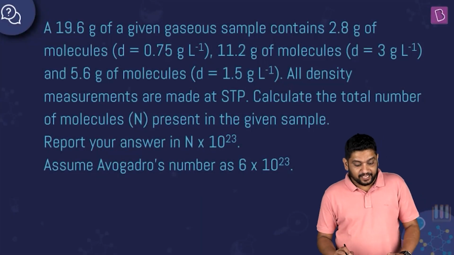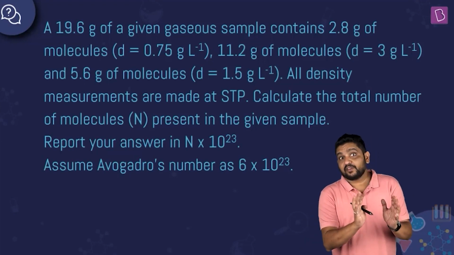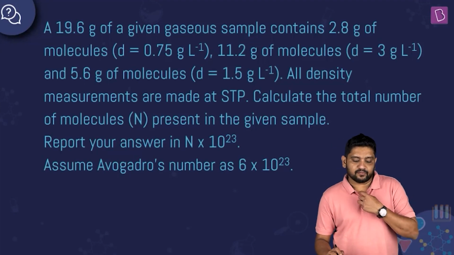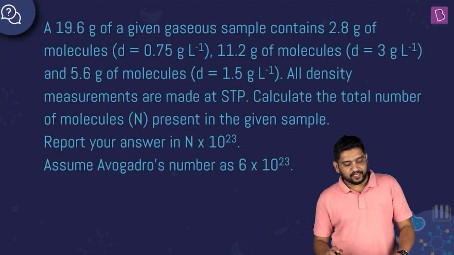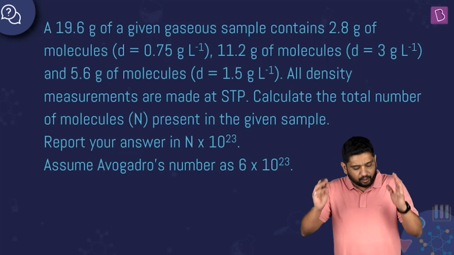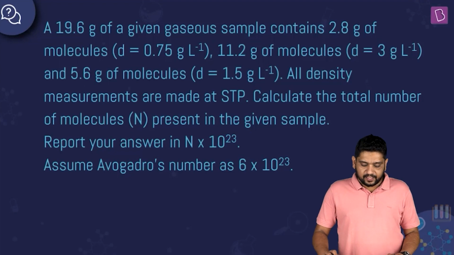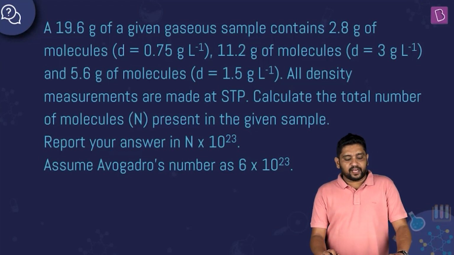This question says 19.6 grams of a given gaseous sample contains 2.8 grams of molecules which, if they were alone as a gas, would have a density of 0.75 grams per liter; 11.2 grams of gas molecules whose density alone would have been 3 grams per liter; and 5.6 grams of this particular gas whose standalone density would have been 1.5 grams per liter. All the density measurements are made at STP. Calculate the total number of molecules present in the sample. The answer has to be reported as n into 10 to the power 23. We have to find n. Avogadro's number we have to assume as 6 into 10 to the power 23, is given to us, right?